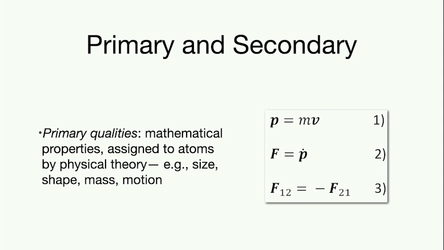The force in one direction is always met by an equal and opposite force. Those are basic Newtonian laws of motion. And what are we talking about there? We're talking about basic physical properties: mass, velocity, momentum, force, direction. Those are things we can talk about as primary qualities.